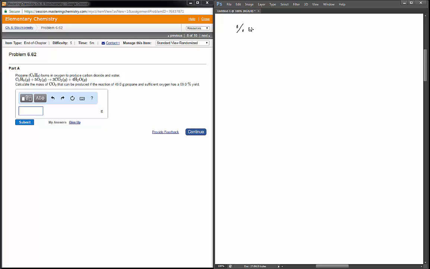Your percent yield is the actual yield, what you actually got when you measured it in the lab, divided by your theoretical yield. This is what you theoretically could have gotten according to your mathematical calculations. And then that just gives you a fraction, and then you multiply it by 100 to make it a percent.